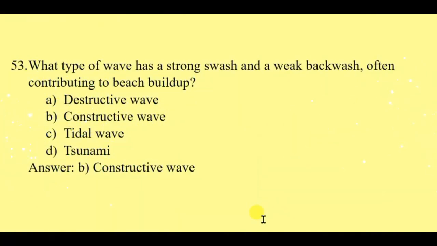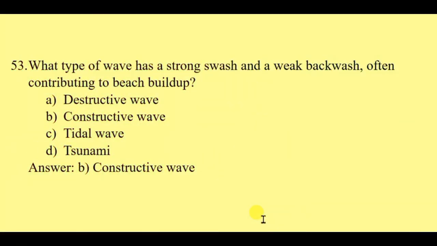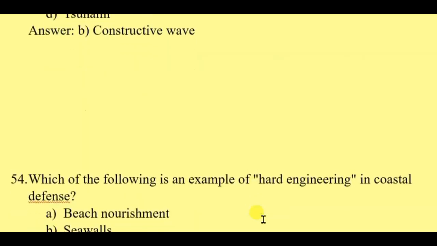Question 53. What type of wave has a strong swash and a weak backwash, often contributing to beach build-up? Destructive wave, constructive wave, tidal wave, tsunami. The right answer will be constructive wave. It means it is depositing, making deposition in the coastal area, so it is constructive. If it is erosion, then it will be destructive.